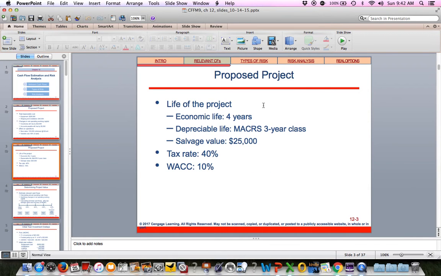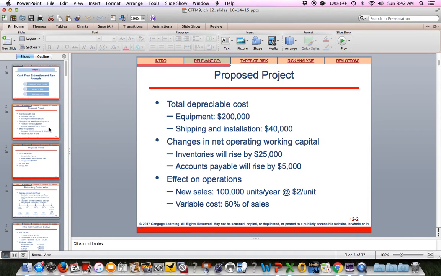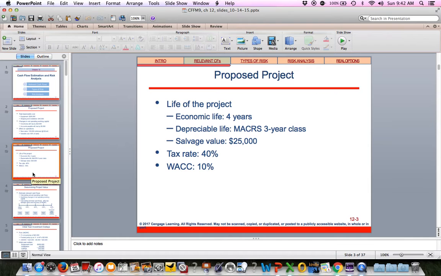A 4-year project, depreciable life would be MACRS. MACRS is the Modified Accelerated Cost Recovery System. It's the IRS rules about depreciation. And then salvage value of what this will be worth after 4 years is $25,000. So if we're going to spend $200,000 on equipment, we use it for 4 years, and after 4 years, we'll dispose of it for $25,000. That's what we expect. Tax rate's 40%, and they're just giving us the WACC again at 10%.